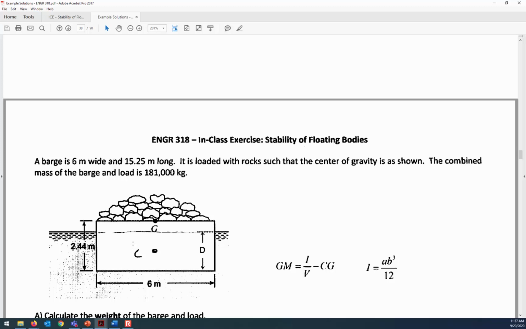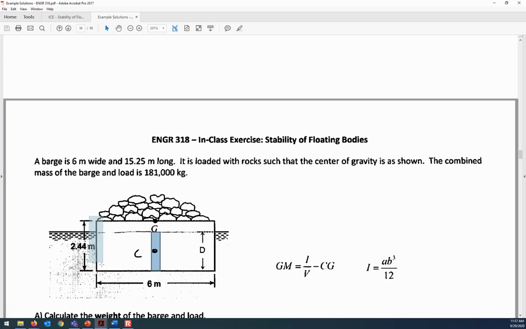All right, so C, the center of buoyancy, I've just kind of drawn a little dot to indicate where that is. Now, at this point, I don't know how big D is at the beginning because I haven't done any calculations yet. But what I can say is by inspection, C is halfway between the water line and the bottom of the barge. So that distance, D, is the depth of submergence.